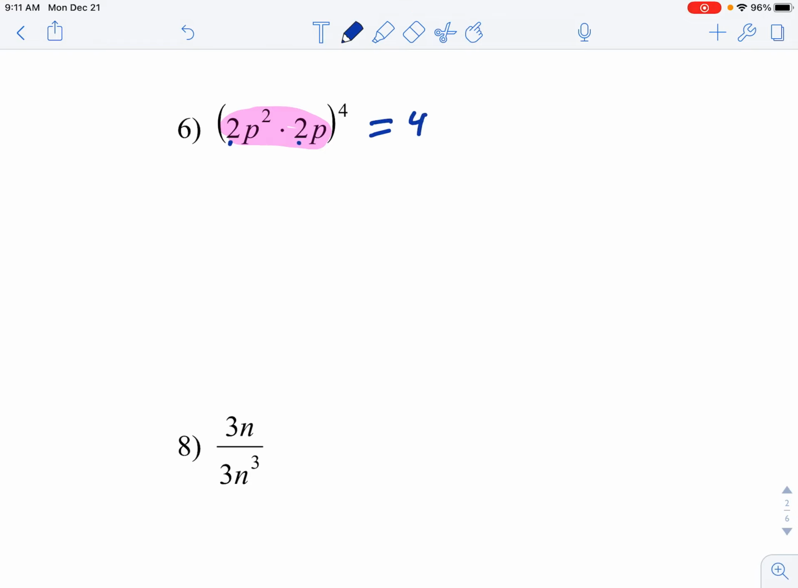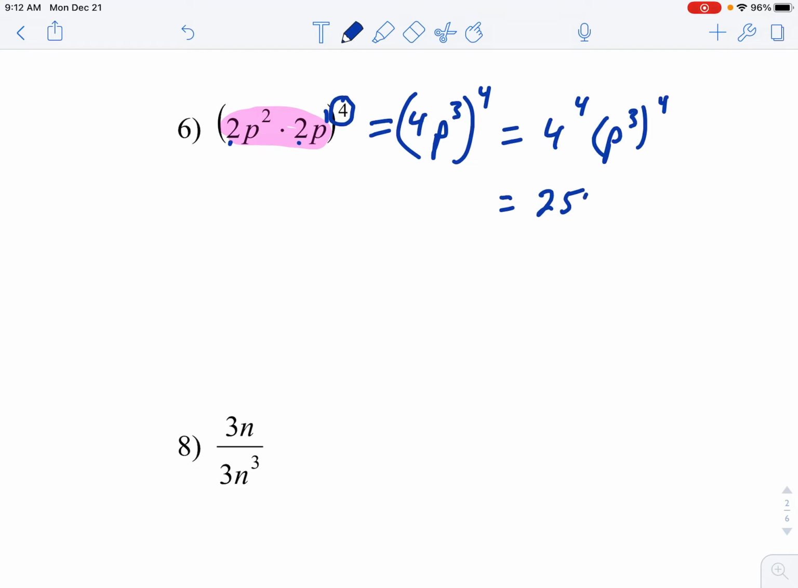P to the 2nd times p. Remember, no power means there's a power of 1. So if you add the powers, p to the 2nd, p to the 1st, that's p to the 3rd. Now, that 4 that I told you to just sort of temporarily ignore, it goes right there. So this becomes 4 to the 4th, p to the 3rd to the 4th. 4 to the 4th, again, 4 times 4 times 4 times 4 is 256. P to the 3rd to the 4th, multiply these variables, that's p to the 12th.